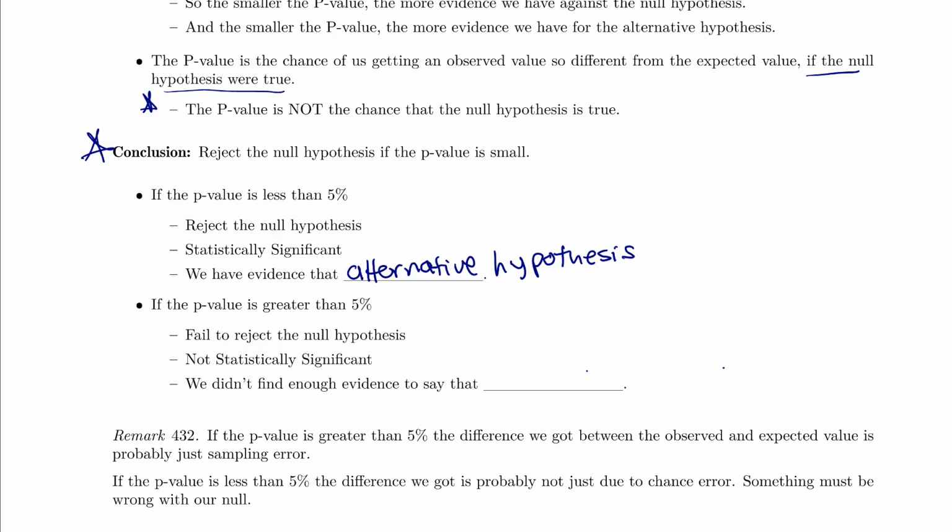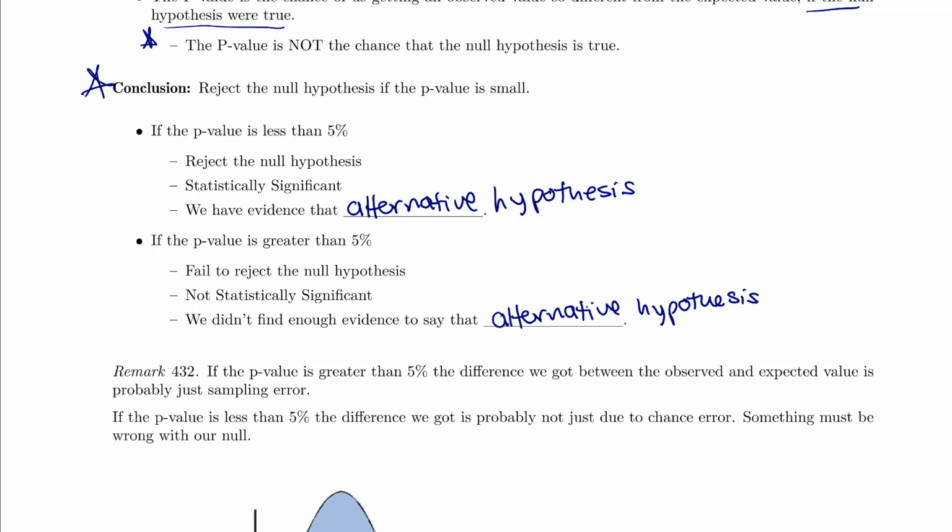It is not statistically significant, and we didn't find enough evidence to say that, and then again, you would just copy the alternative hypothesis. So in your first steps, when you write the hypothesis, make sure you write them correctly, because when you get to your conclusion, you just copy the alternative hypothesis when you write your conclusion.